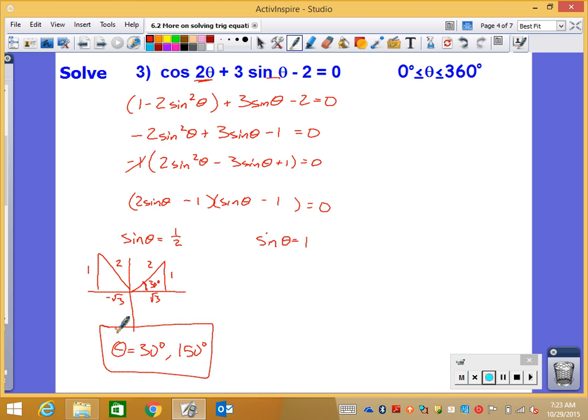Second part, sine theta equals 1. If I think about my coordinate plane here, sine is the y value. Where is the y value 1? Well, it's just straight up. So I get theta equals 90 degrees. So on this one, I only get three answers: 30, 150, and 90.